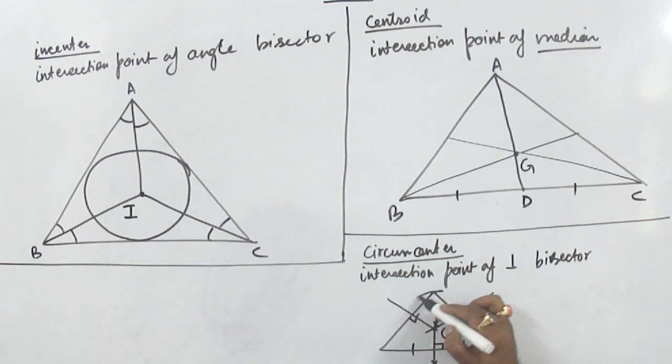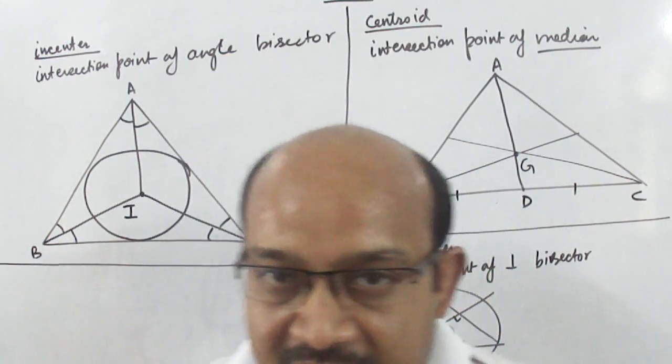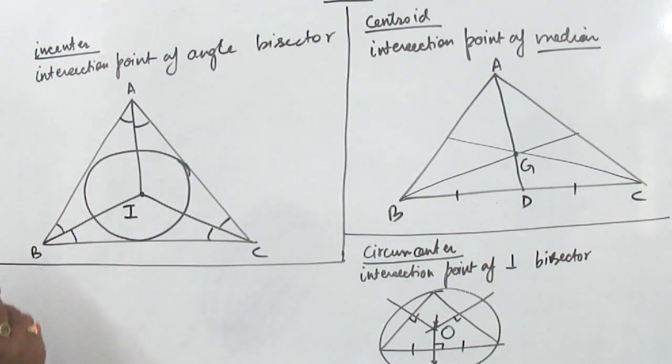And what is circumcenter? Circumcircle, it is a circle drawn outside of the triangle. It is known as circumcenter. Now, important point, all these three would be different for different triangles, for isosceles triangle.